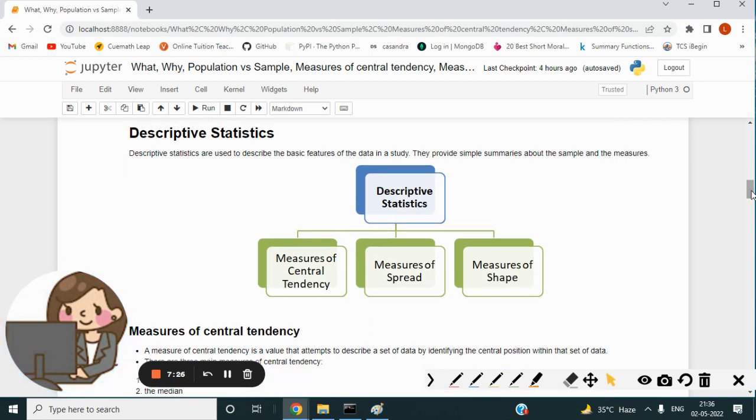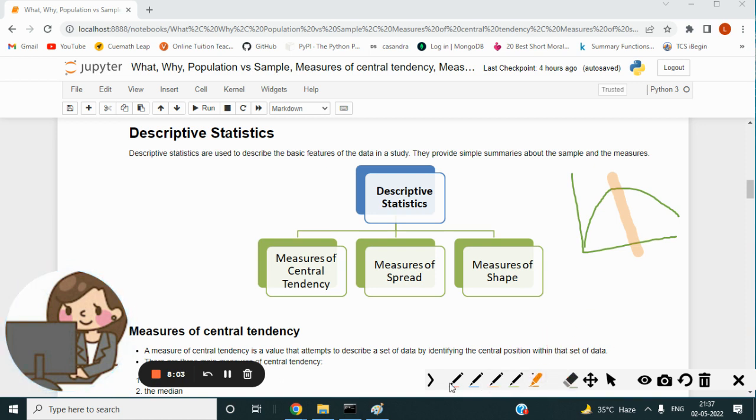Some of the summaries that we can get from descriptive statistics are, first, measures of central tendency, then measures of spread, then measures of shape. Suppose this is the distribution that we have. Measures of central tendency will tell where the central value of this distribution lies. It will give this part.